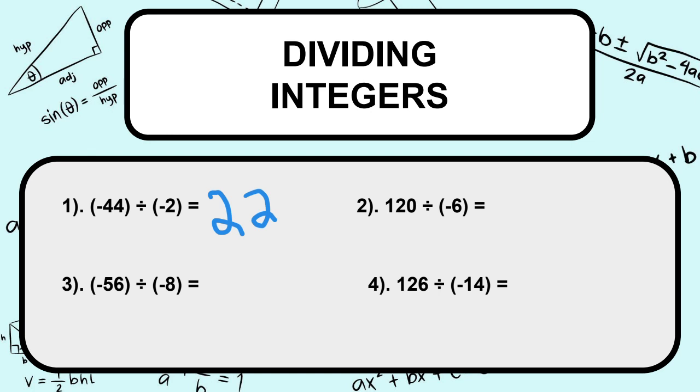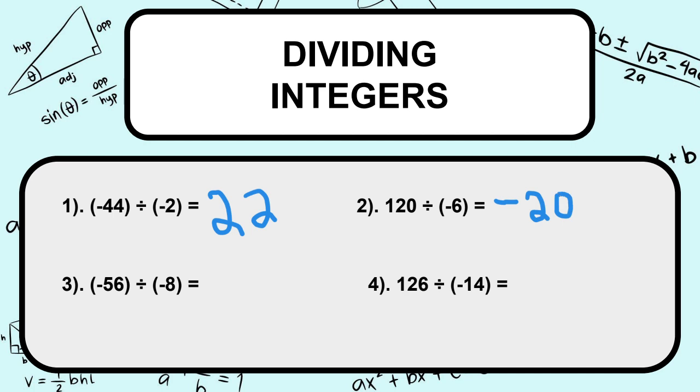Number 2, we have 120 divided by negative 6. Think back to the examples I just gave you. A positive divided by a negative is going to be negative. So I'm going to put my sign here first. This way I don't forget. And I've already done half the problem, which is awesome just looking at that. So 120 divided by negative 6 is going to be negative 20. Awesome job. Let's look at number 3.